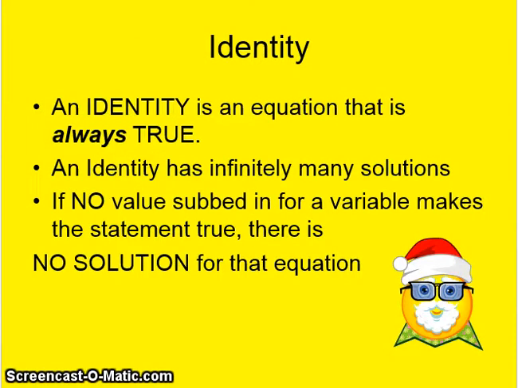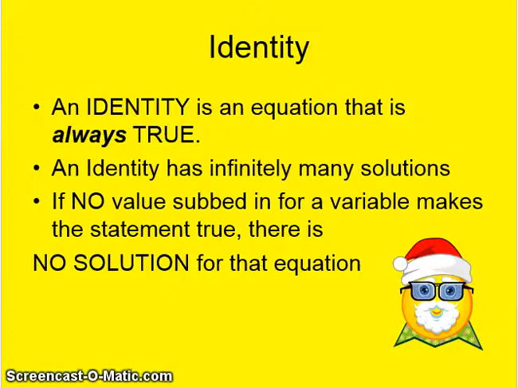Alright, so now we need to talk about identities. An identity is an equation that is always true. An identity has infinitely many solutions. So if you are solving an equation, and instead of getting x equals some number, you get something that is a true statement, like 2 equals 2, that means that that equation has infinitely many solutions.